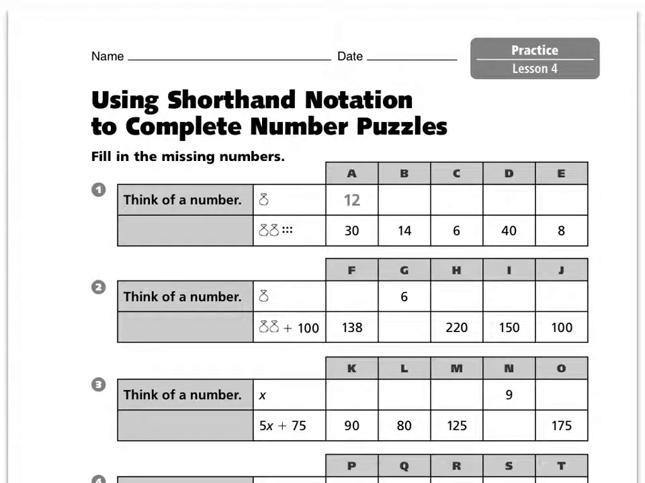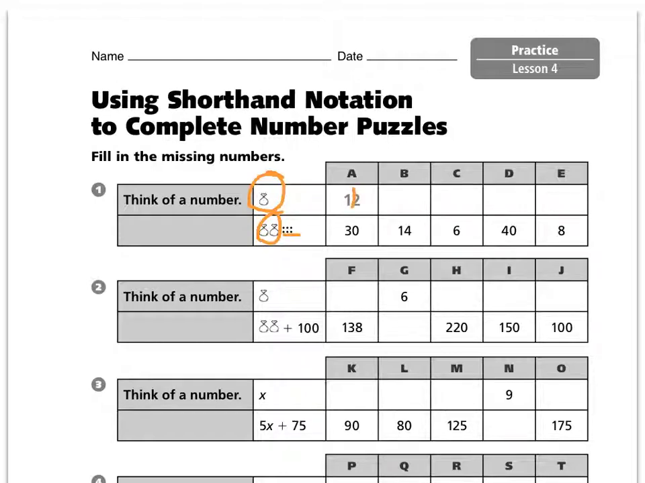Today we're going to be looking at Chapter 14, Lesson 4 Practice, using shorthand notation to complete number puzzles. Fill in the missing numbers. Think of a number. Remember that's going to be represented by a bag. Down below you see 2 bags, so you're going to double the number and add 6 to it.